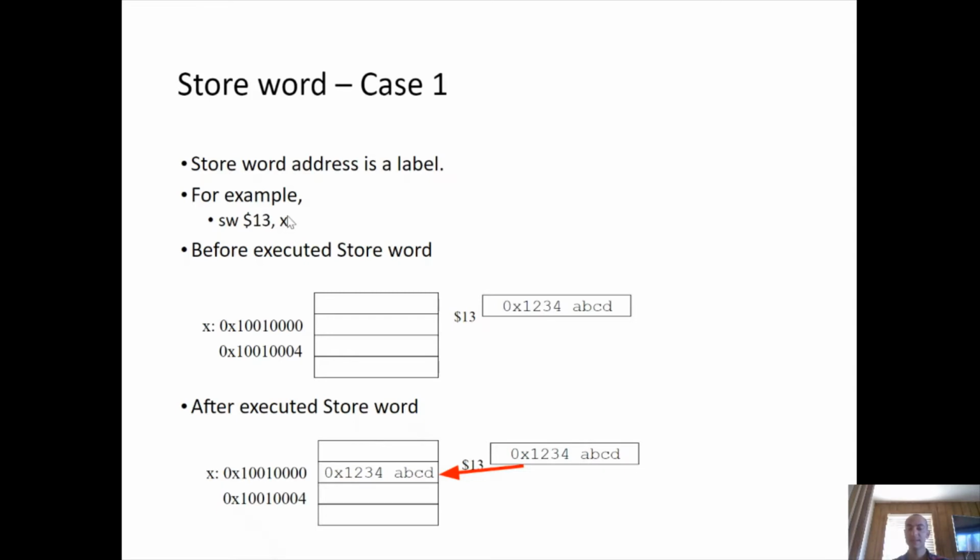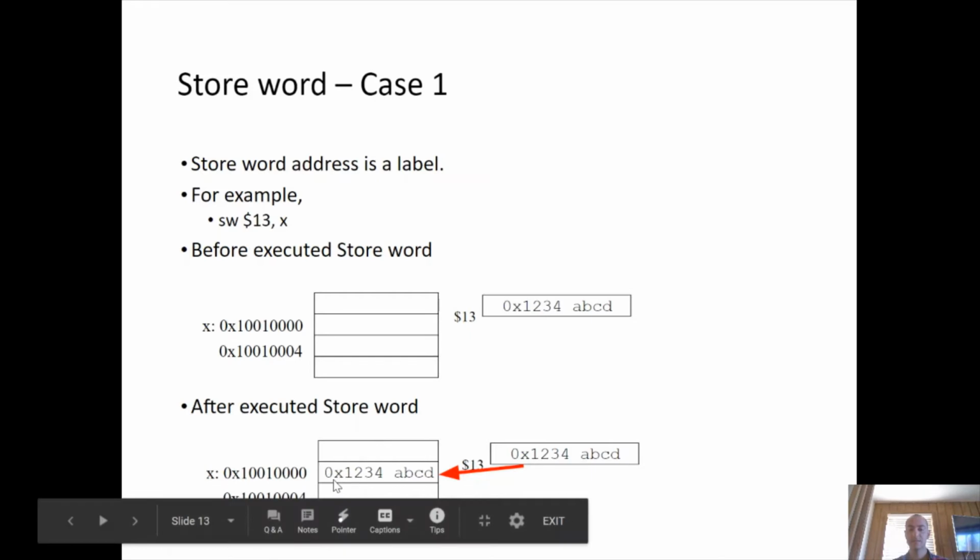So this X, let's say you have defined it from the beginning in your data section, is pointing to this location. After running this, you're going to copy this content to your X, to that location, as you can see here. So that's the first case, using a label.